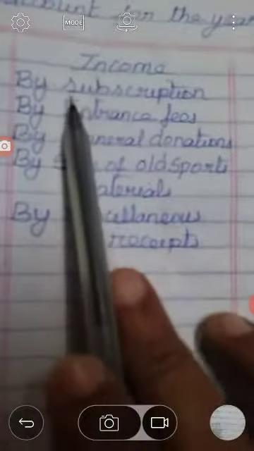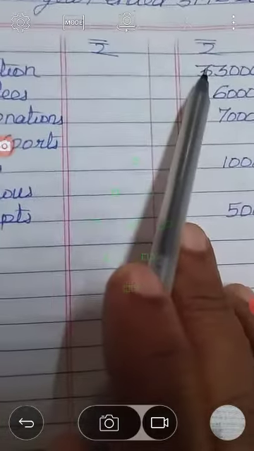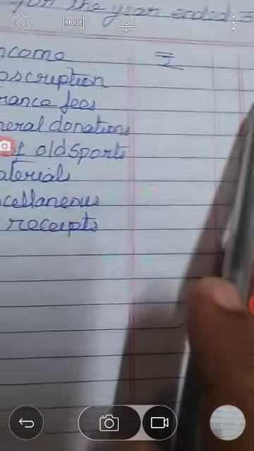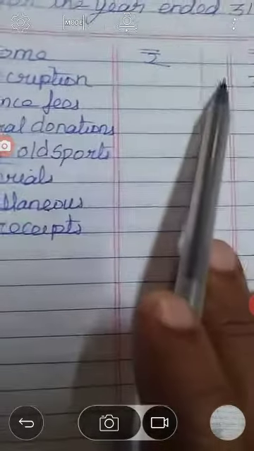By subscription, it is an income. By subscription 33,000; only the current year transaction should appear. So we take only 2018, and by subscription we take 33,000.